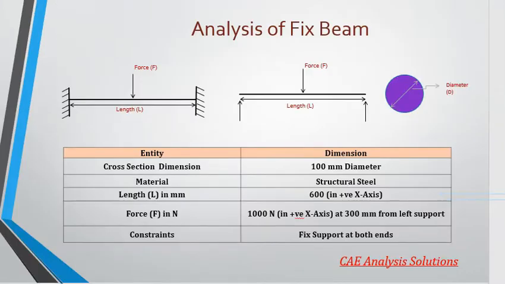Figure shows the beam fixed at both ends having cross-sectional diameter D as 100 mm, material as structural steel, total length L as 600 mm and force as 1000 Newton at 300 mm from the left support, that is at the center. Now we will solve the problem.